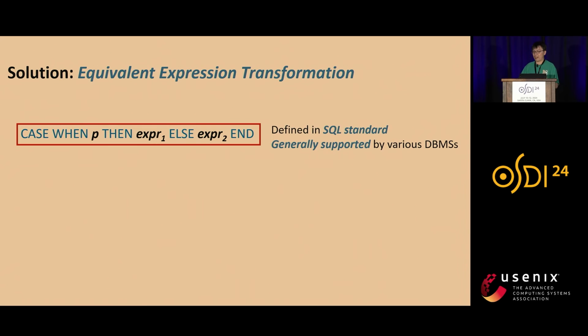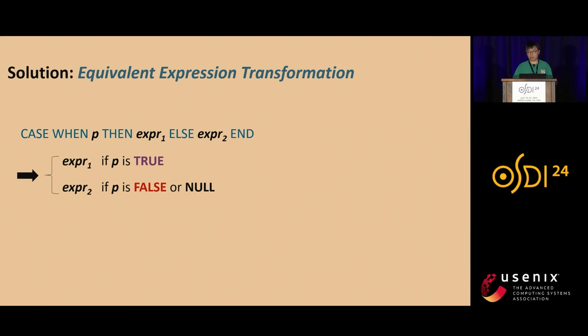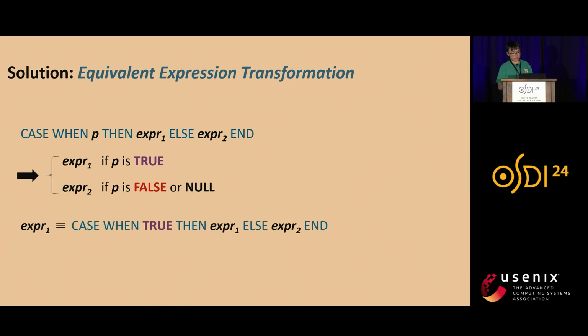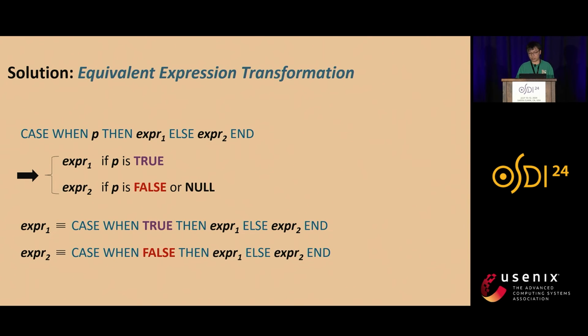Second, we need to use the case expression. Case expression is defined in the SQL standard and generally supported by various database systems. So its logic is very similar to the if-else logics in the traditional programming language. So it's easy to come up with this equation. This case expression has a branch condition which is always true. So this case expression always refers to expr1. Similarly, we can come up with this equation. And this case expression has a false branch condition. So this is all we need to know before we do transformation.